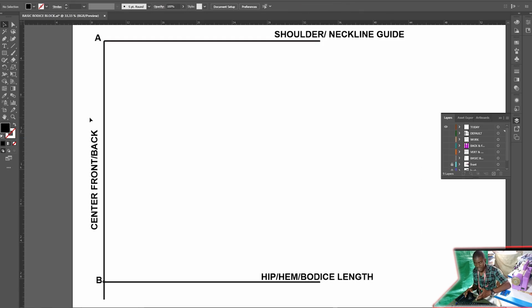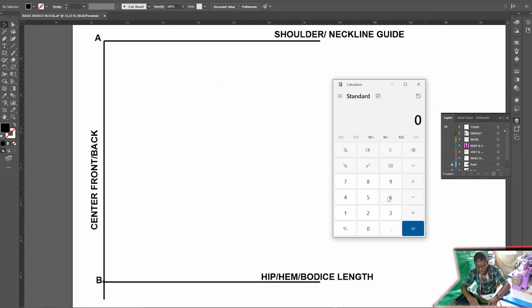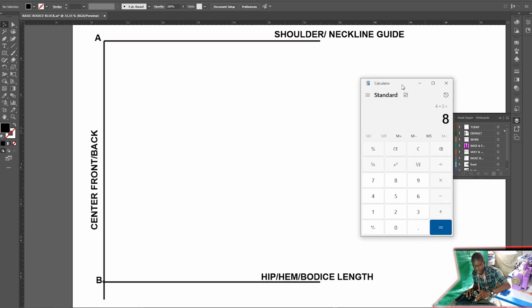After we have determined our hem or bodice length, next is to determine the chest line. From starting point A of the center line, we measure and mark downwards your bust measurement divided by 6 plus 2 inches to get point C, and that will be the chest line height. For this tutorial, our bust measurement is 36 inches. So we get this 36 inches divided by 6, plus 2 inches, giving us 8, our chest line height or arm line.